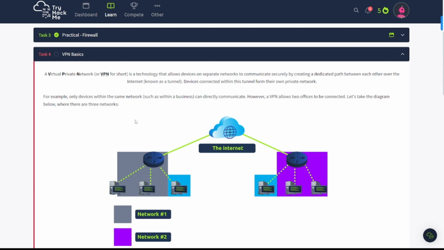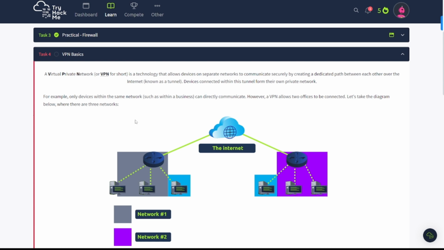A virtual private network, or VPN for short, is a technology that allows devices on separate networks to communicate securely by creating a dedicated path between each other over the internet, known as a tunnel. Devices connected within this tunnel form their own private network. For example, only devices within the same network, such as within a business, can directly communicate. However, a VPN allows two offices to be connected.